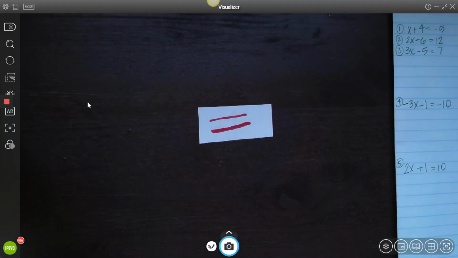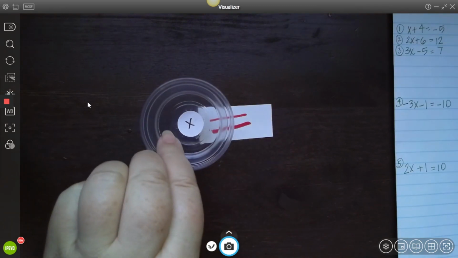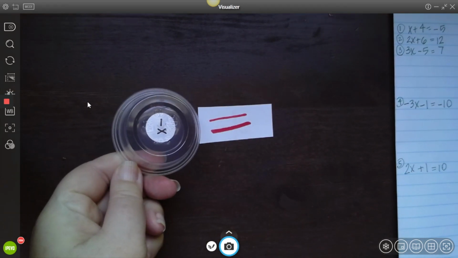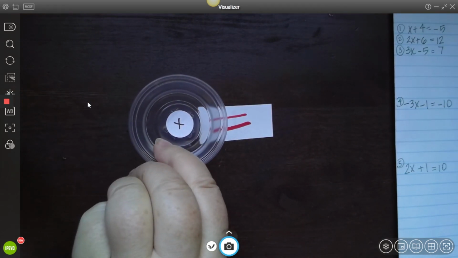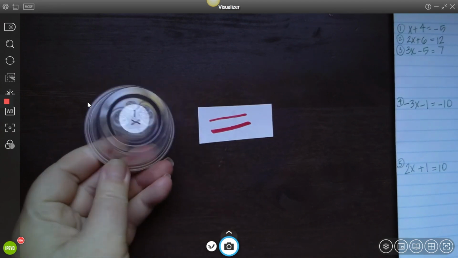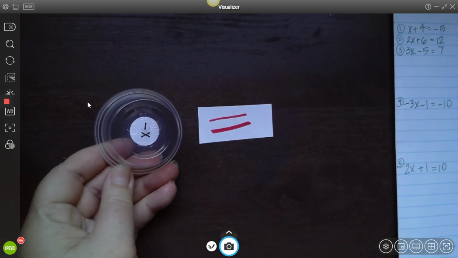Now let's get started on the examples. The examples that we're going to do are listed to the right. And here is one of the cups. So you can see the X and -X on the inside of the cup, and then this is on the bottom side of the cup where you can see the -X.